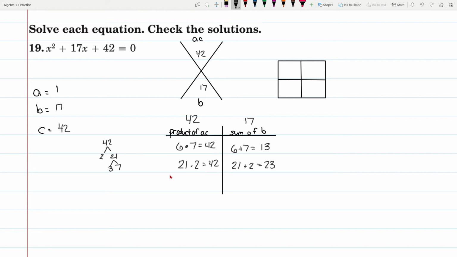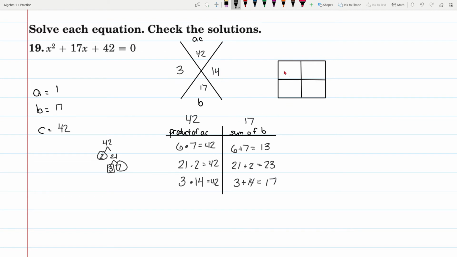What if we did the 3 with the 2 and the 7? 2 times 7 is 14. See how I kind of use the factoring there to find factors that could possibly work? 3 times 14 is 42. 3 plus 14 is 17. There they are, 3 and 14.